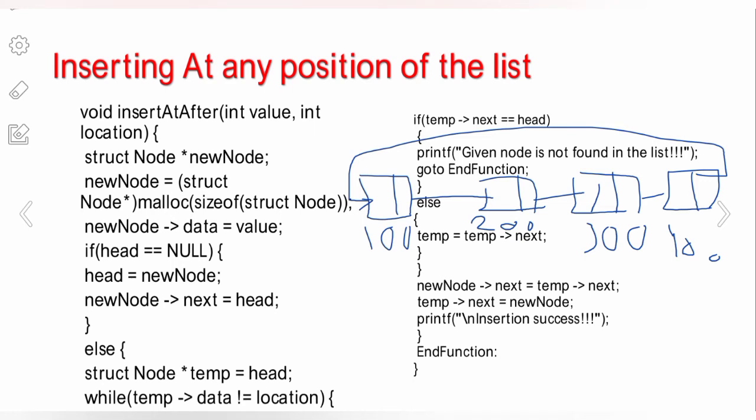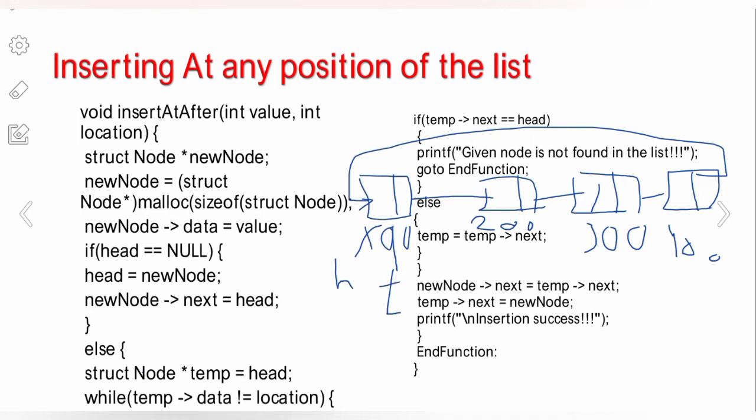So next one is inserting at any position of the linked list. Here I want to insert a value after a particular node with the location and data value. I want to insert the node after the location 300 with the data value 1. For that we have created the new node and then we are checking the header value is not equals to null and we are going to the else part. In the else part, we are making a new pointer temp to the header.